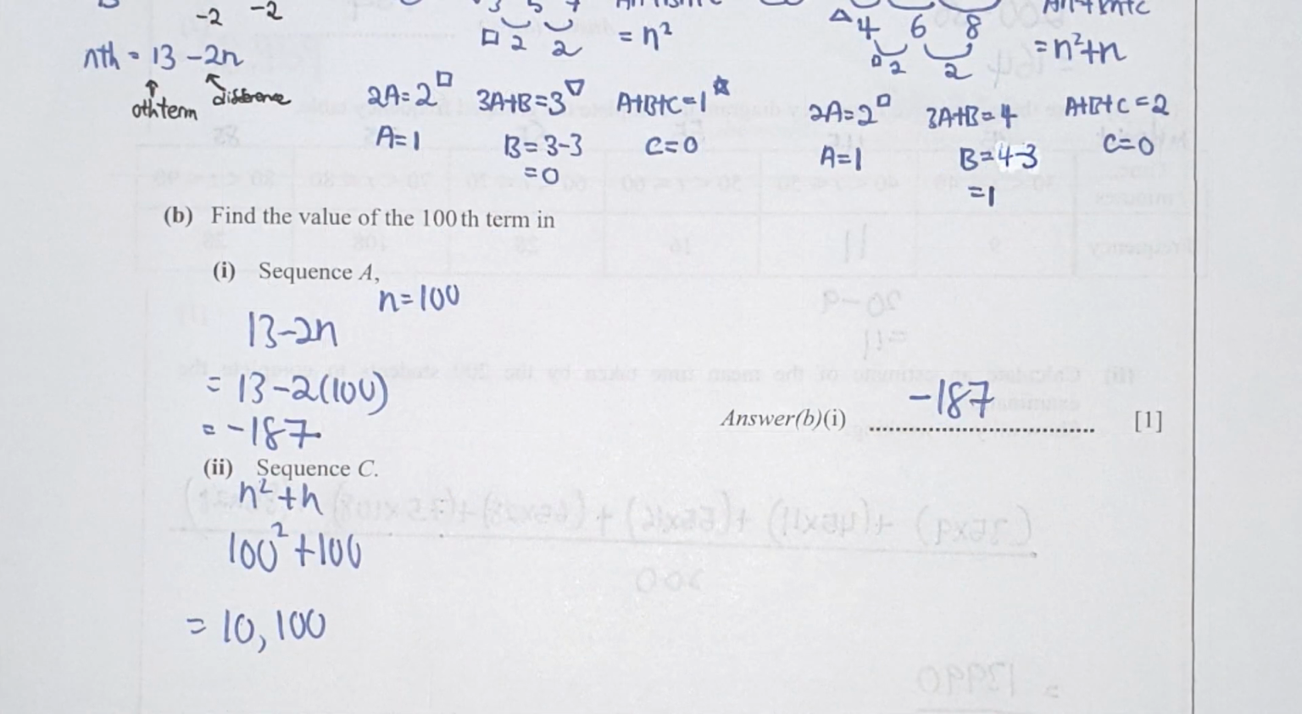For sequence A, the 100th term of it, 13 minus 2 bracket 100, you will get negative 187. As for sequence C, 100 squared plus 100, you will get 10,100.